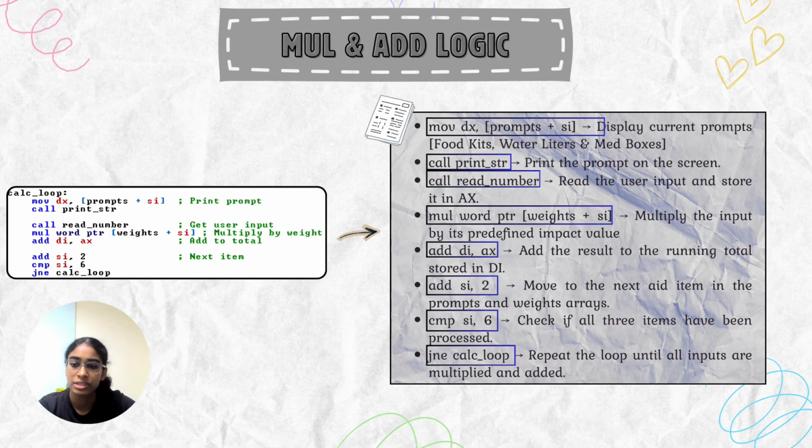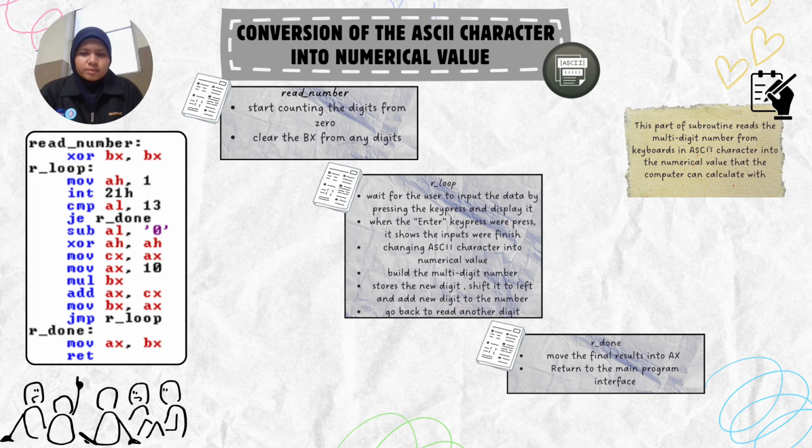The further embedded subroutines in this program are going to be explained by my teammate. For this part, I will explain how the conversion of the ASCII character into a numerical value happens. As we know, there are 2 parts that make this work, which are read number and our loop. The read number section basically starts counting the digit from 0 and clears the BX from any digit before, so you do not use the old digit that we keyed in before.